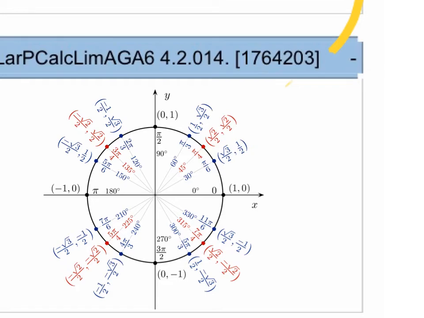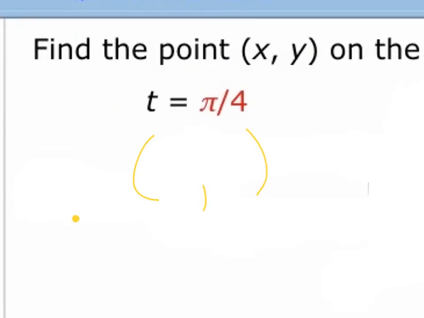Square root of 2 over 2, square root of 2 over 2, right? Okay. So it's root 2 over 2, comma, root 2 over 2. Now, this question doesn't ask you this, but you guys should be able to tell me 3 things just by looking. What is the sine of this angle?